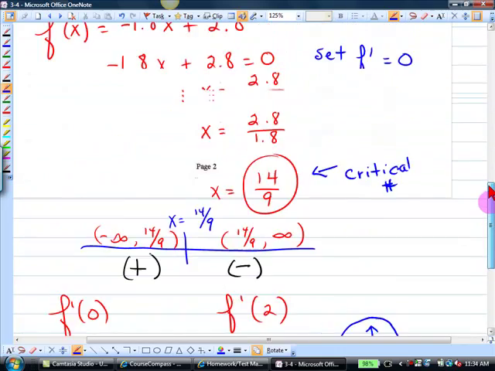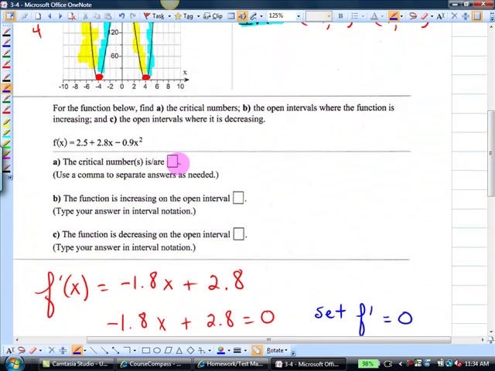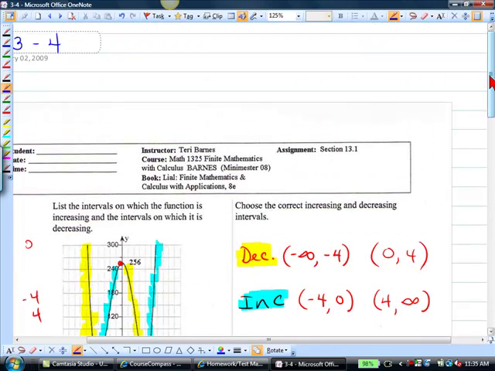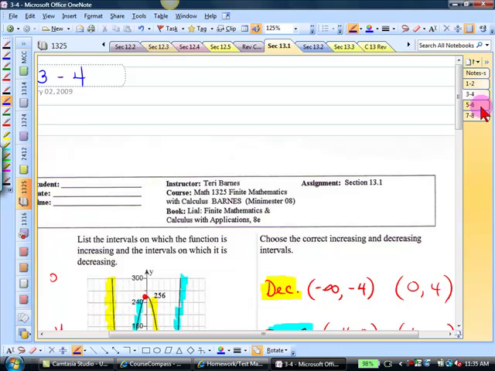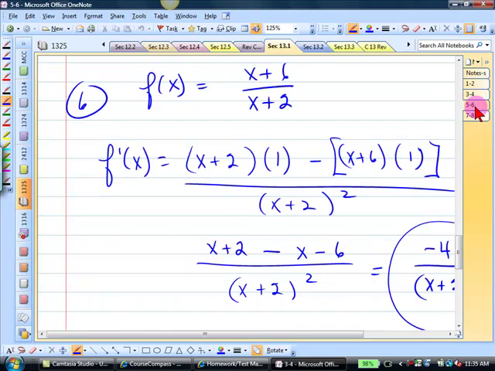Okay. All right, so that would be all the answers. You would put 14/9 in here. And then you would put the increasing part here and the decreasing part in there. Okay? All right. Did we do, okay, we're on 5.